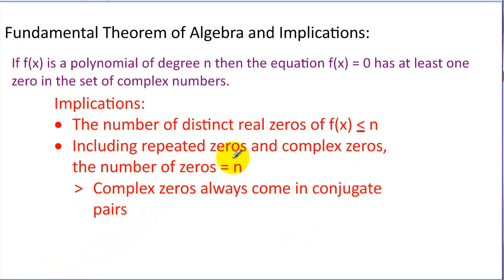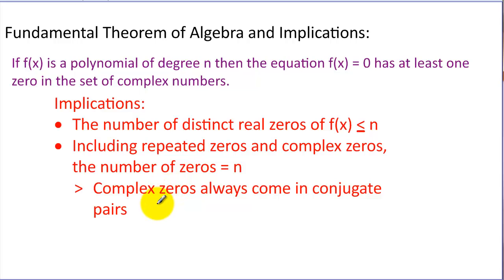But when we counted zeros including repeated zeros, or multiplicity, and if we found the complex zeros, what's important for me is that the number of zeros will equal the degree. So when we are solving, say, a polynomial of degree 5, we should be looking for 5 zeros. The complex zeros always come in pairs, so there will always be an even number of complex zeros.